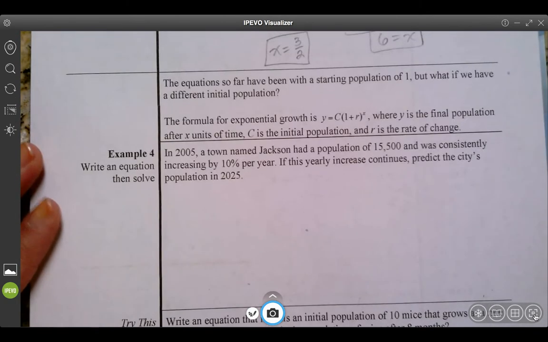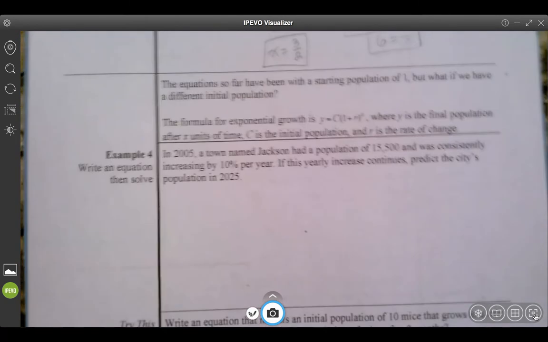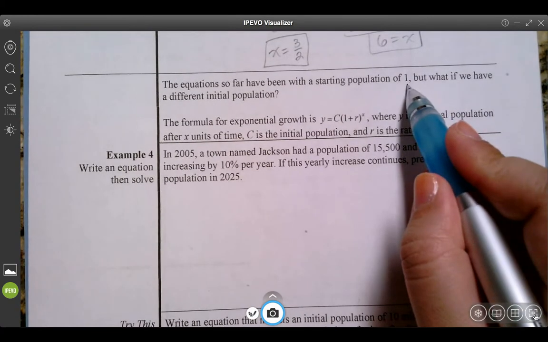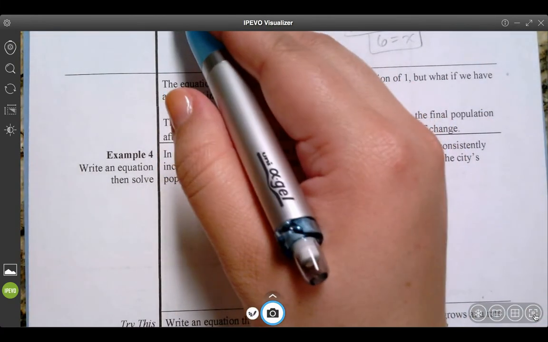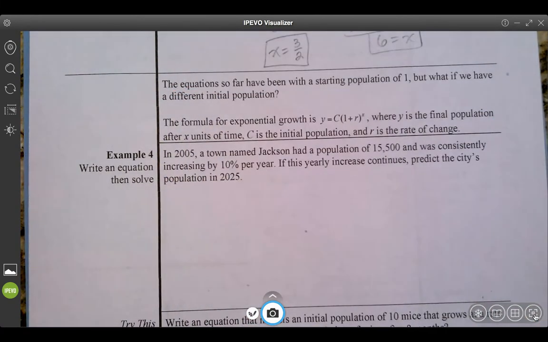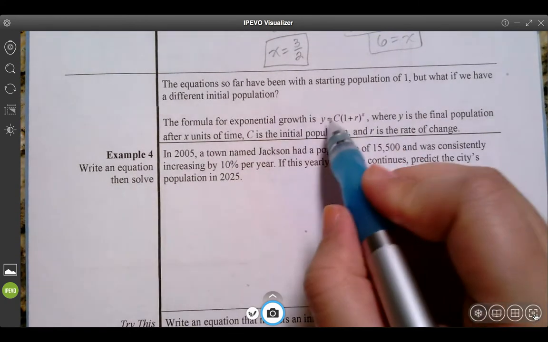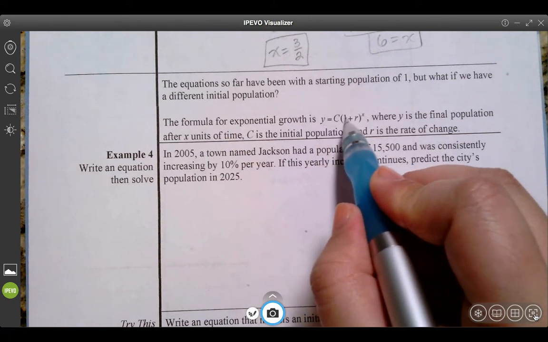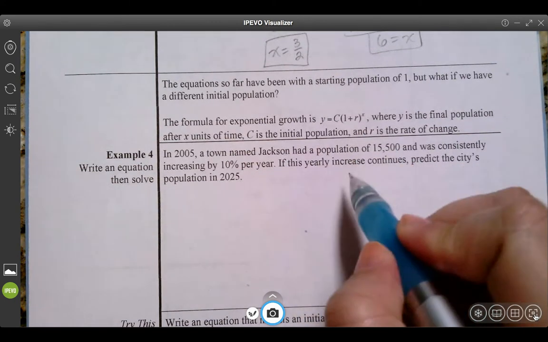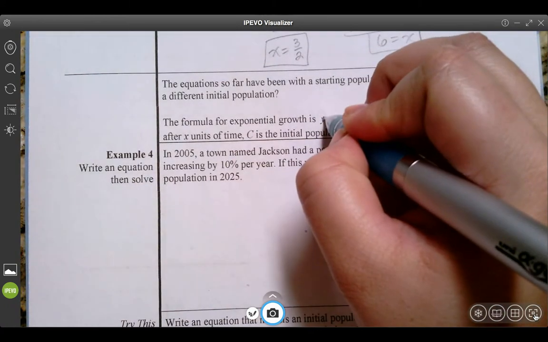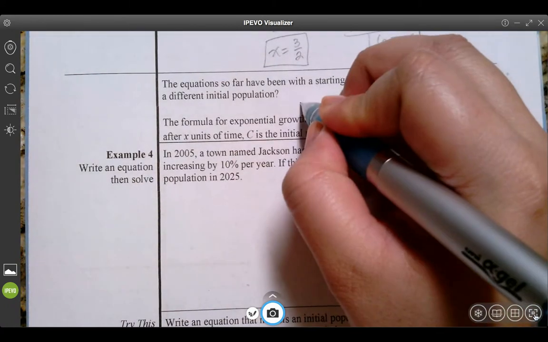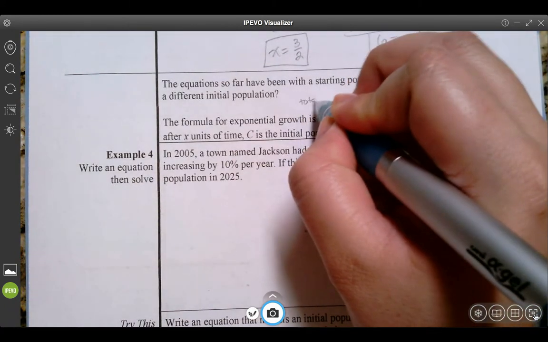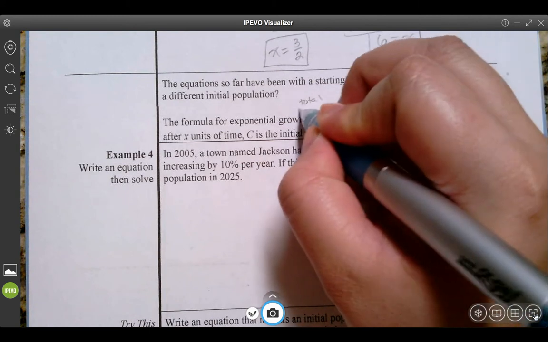Okay, so up till this point, what we've done in the notes was a starting population of 1. So really, if we're looking at 2 to the x, it's 1 times 2 to the x. And therefore, we can break down a new function where y equals c times the quantity 1 plus r to the x. So what are these variables? Well, y is the total population. So that would be the total number of zombies.